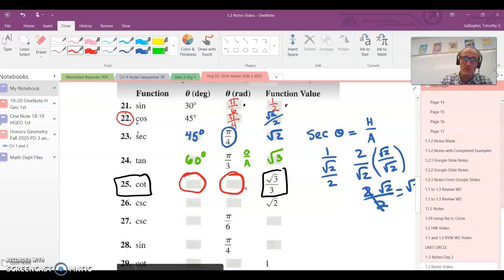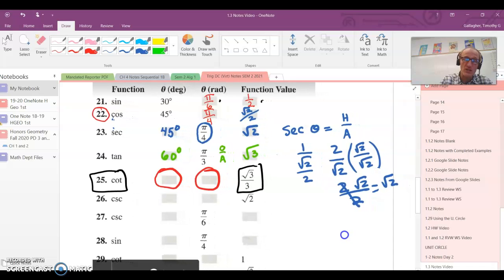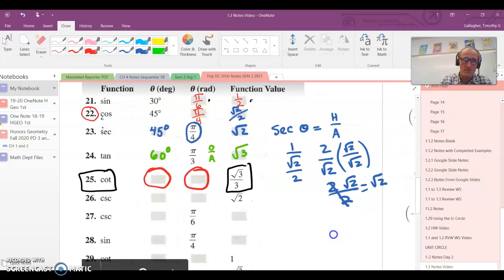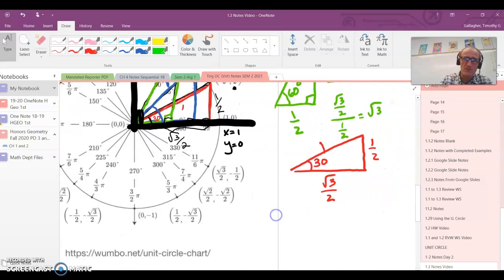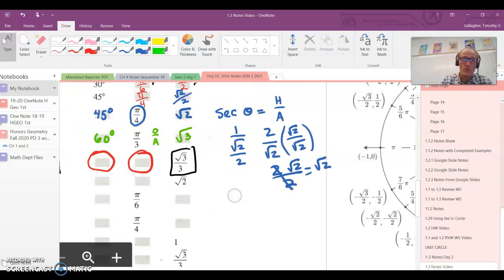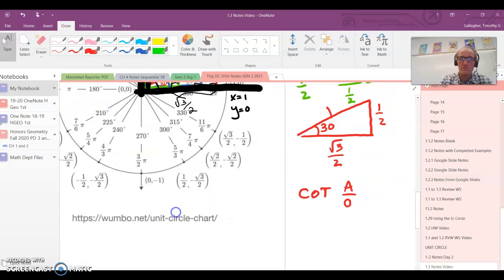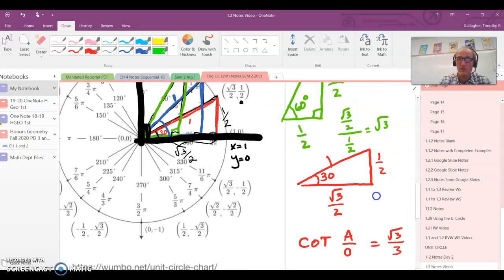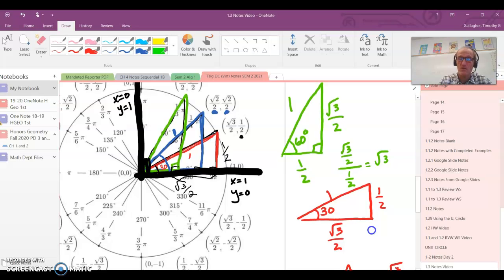Now, I know that the cotangent is opposite over adjacent. Okay, or no, it is adjacent over opposite. So the cotangent is the adjacent over the opposite. It's the reciprocal of the tangent. So, we're looking for the square root of 3 over 3. Right, so we're trying to figure out what that is. So it's either got to be 60 or it's got to be 30.